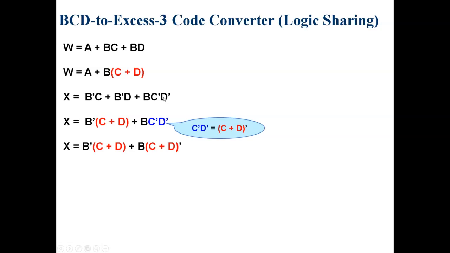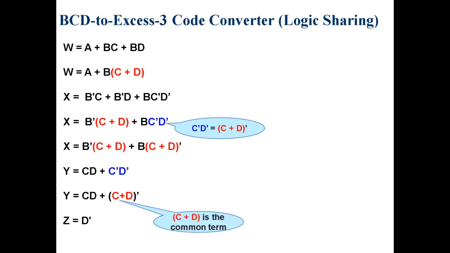C bar D bar is equal to C plus D whole bar. So can I write it here? Now the common term here is C plus D. And again, we have C bar D bar. How can we write it? This C bar D bar, we can write as C plus D whole bar. And now it is the expression for D, which is actually D bar.